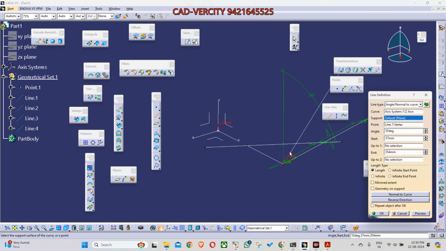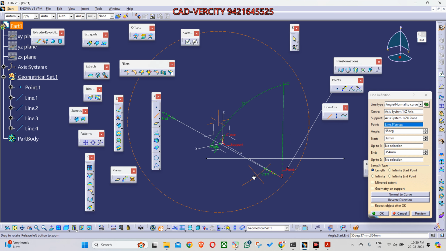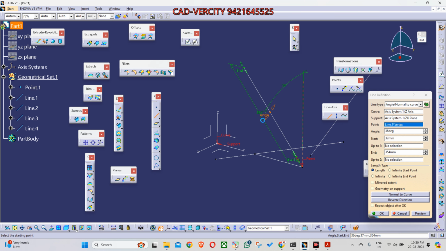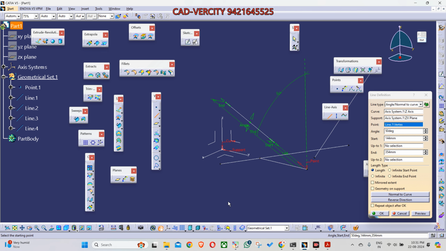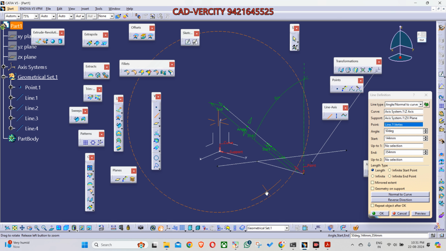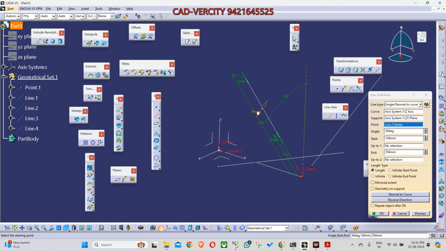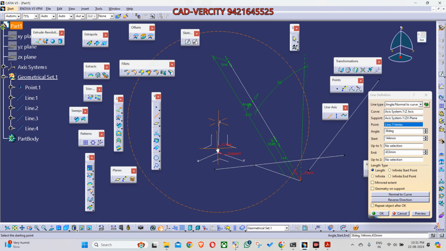See, I can change the support. I want one line in this plane. Now, YZ plane. See how it is making angle? This green dotted line means Z. Starting point is the end of this line. And our supporting plane, what is the name of our supporting plane now? What are we using? XZ plane.